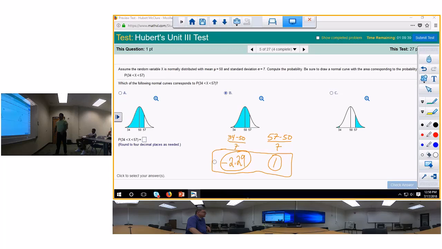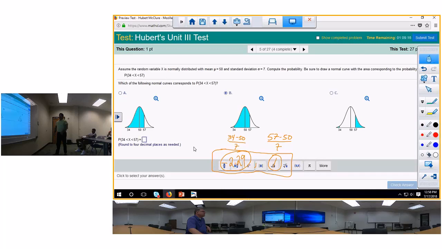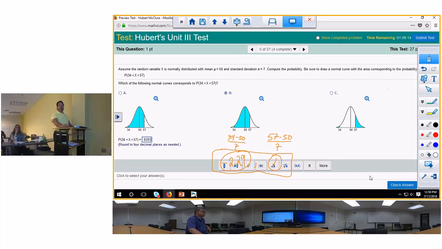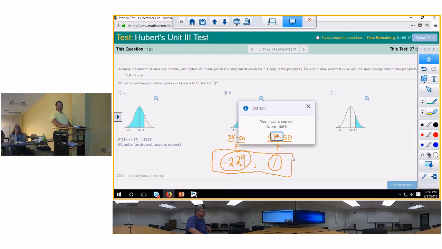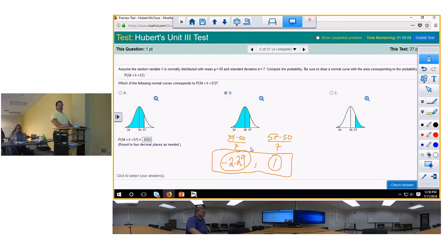So what are we going to do? Normal CDF. What's the left-hand parameter? Negative 2.29. What's the right-hand parameter? 1. Somebody give me a 4-digit number, or a 4th decimal place. 0.8303, which is 83%. 0.83 what? 03. And we feel good about ourselves. Good job. No smokestack needed on this pickup truck.